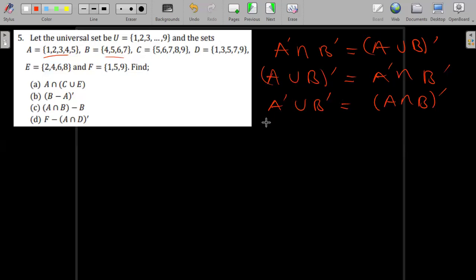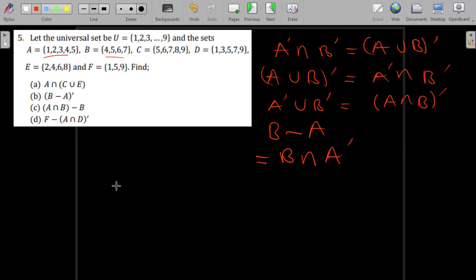The other thing that you must notice now being introduced is the set difference. They're saying B minus A. So this is set difference. And for set difference, this can be rewritten as B intersect A complement. So this is just what the set difference is.